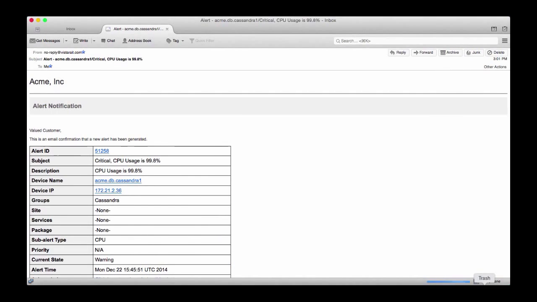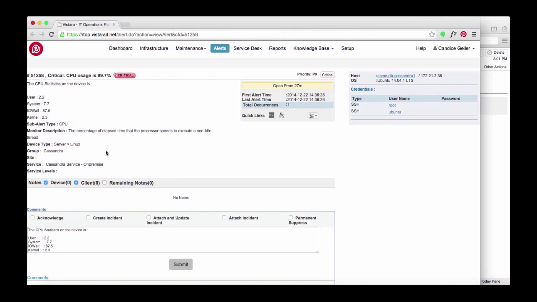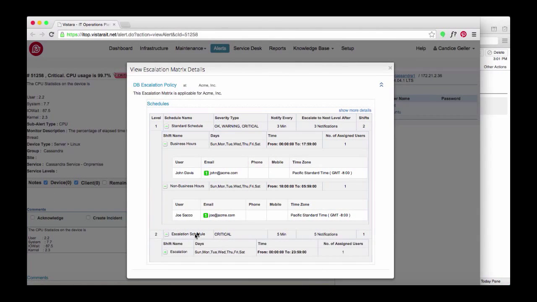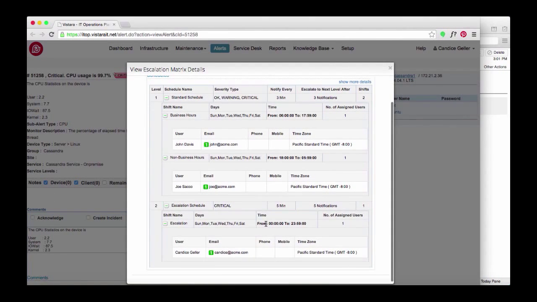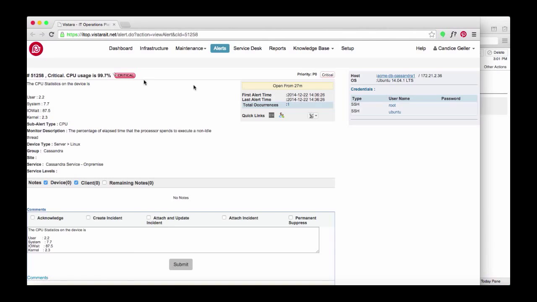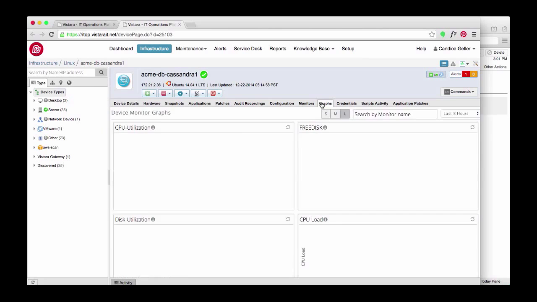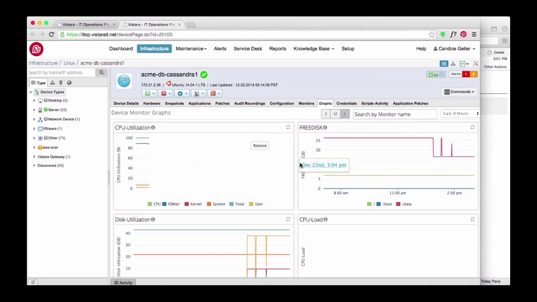Early this morning, an Acme engineer receives a high-priority alert. CPU utilization is high. Candace opens the alert in Vistara to look at the details for the impacted machine, including the escalation matrix, to see who else on her team had worked on the machine. Candace starts with the device details to see the most recent history for this node. From the graphs, she sees high I/O wait.